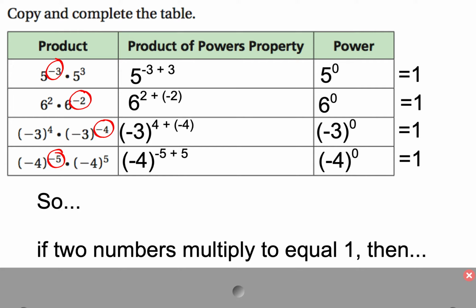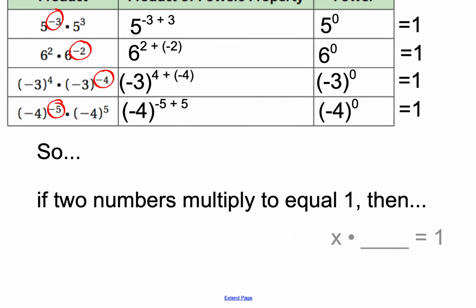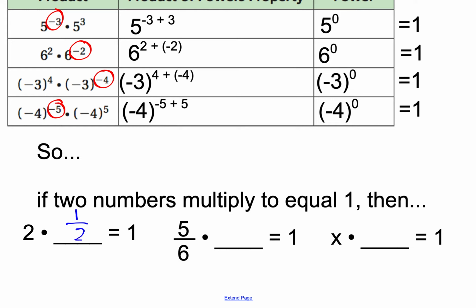So let's think for a moment. If two numbers multiply to equal 1, then what's true about them? Well, consider these three examples. 2 times what number equals 1? All right, we learned this back in 7th grade. Actually, we learned it probably in 5th grade, but again in 7th. Definitely in 7th grade. 2 times a half will give you 1. 5/6 times 6/5 will give you 1 because you get 30/30ths. x times 1 over x will give you 1.